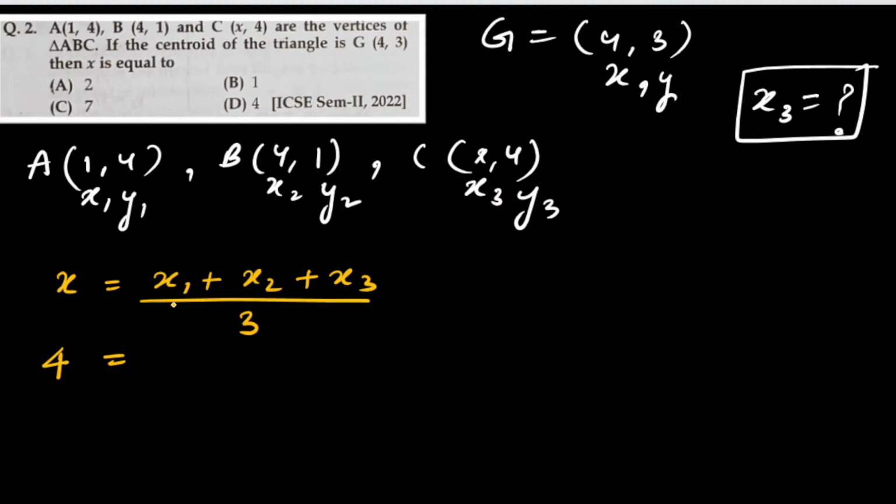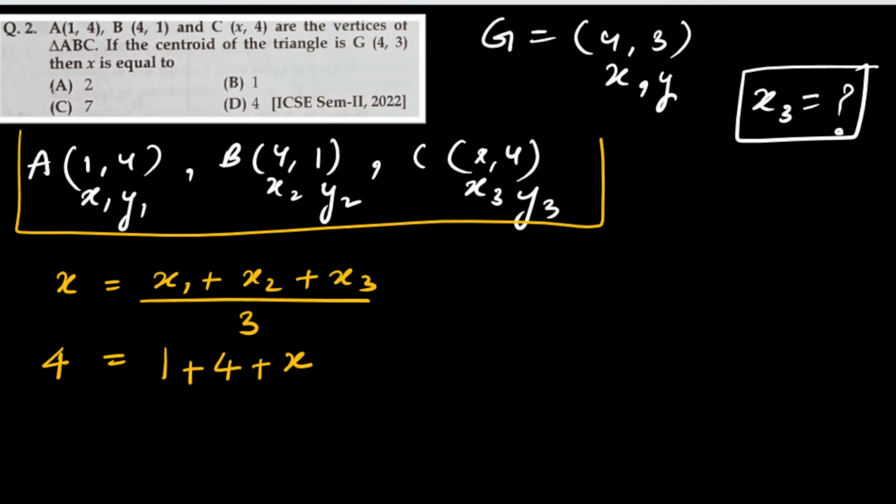So here we can write x1 is equal to 1, x2 is 4 and x3 is x only. Always make sure you write it this way so that when you are solving the questions you can directly substitute. One of the coordinates we have to find is also x, and the centroid's coordinate we also write as x, so don't get confused. The x of the centroid is 4, so I have substituted its value as 4. x1 is 1, x2 is 4 and x3 is x.